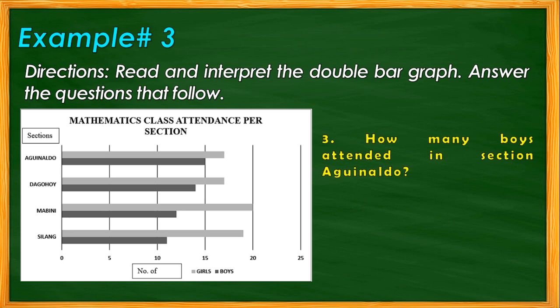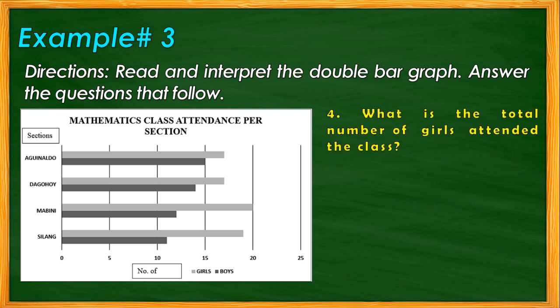And then for question number 3, how many boys attended in section Aguinaldo? This would be the Aguinaldo. But the question is, how many boys? So the girls, this would be the girls, the light one. And this would be the boys. Boys is 15. So this would be the answer. So 15 boys.